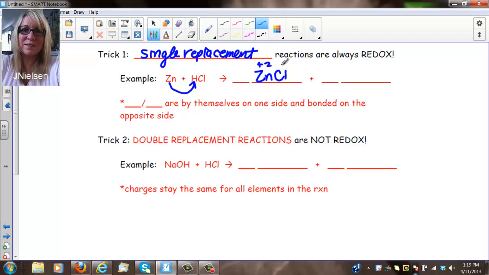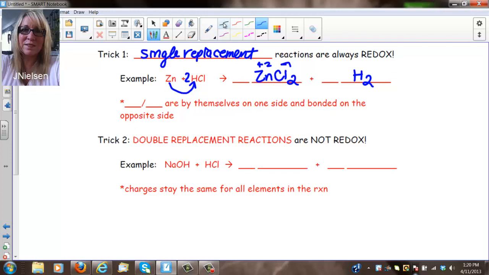This has a +2 charge, -1 charge. I get these from the periodic table. Drop and cross, so it's ZnCl2. And remember, I can't just write H. It has to be H2 because it's diatomic. So then we have to balance the equation. I've got 2 Cl's, so I need to put a 2 here, which gives me 2 H's, and then I'm balanced.